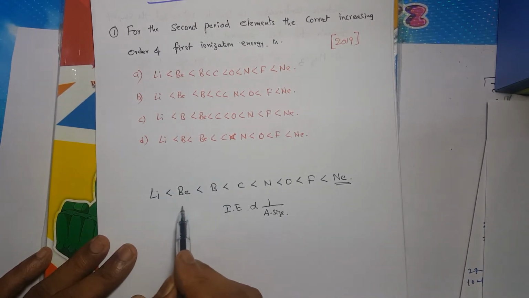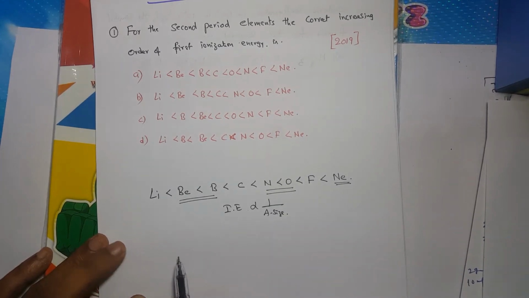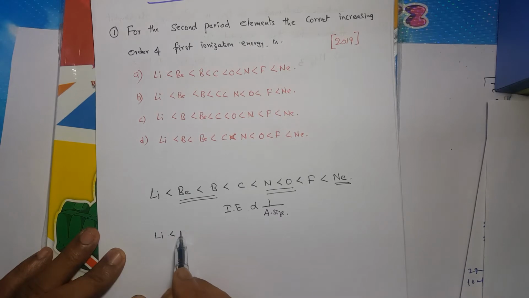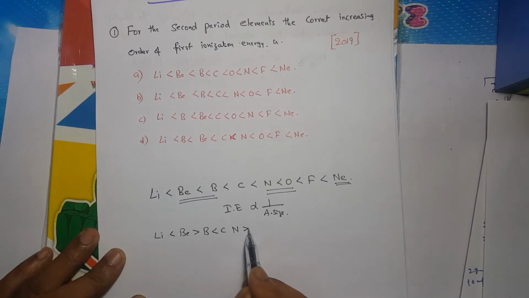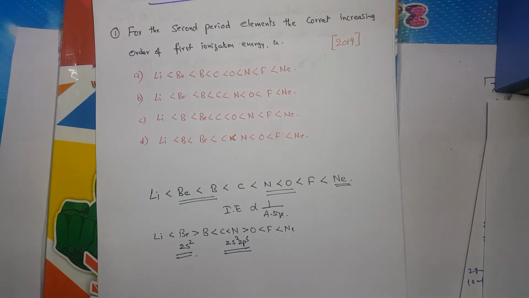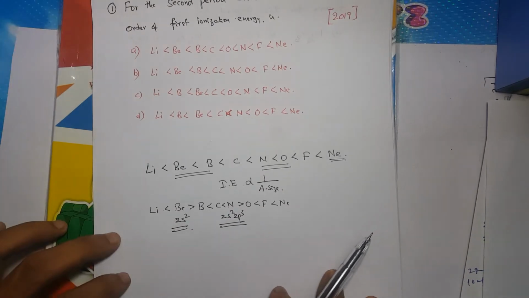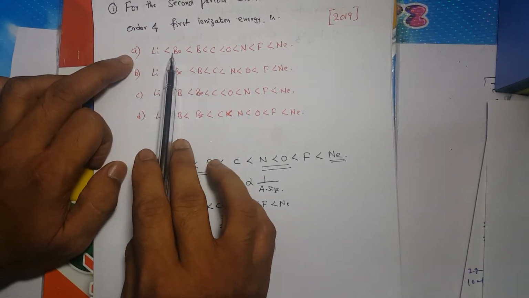Anyway, but here some abnormalities are there, between beryllium and boron, and nitrogen and oxygen. Usually beryllium has higher ionization energy than boron, and nitrogen also has higher ionization energy than oxygen. The reason for beryllium's high ionization energy is that it has 2s2, a completely filled s orbital, and nitrogen has 2s2 2p3, a half filled p orbital configuration. Because of that, it has a high ionization energy value. It's a stable configuration.